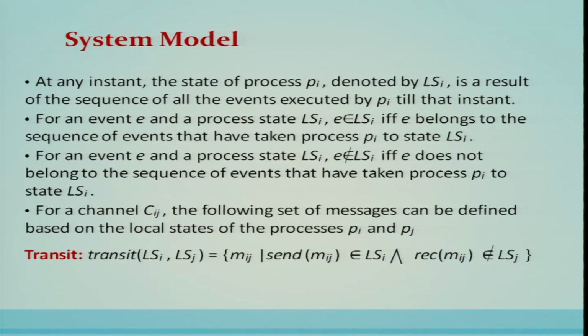For a channel Cij, the following set of messages can be defined based on the local states of processes Pi and Pj. Transit: transit between LSi and LSj is nothing but the message Mij such that the send of Mij is in the local state of i and the receive of Mij is not in the local state of j. Then the message is in transit, that is, in the channel.